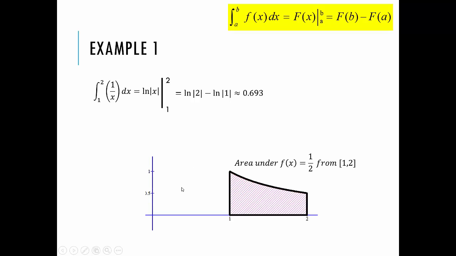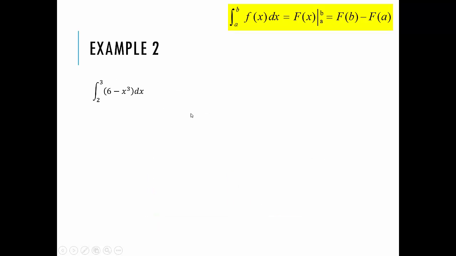So the key here is this is the area of my function from 1 to 2. And it is important that you understand that that's what you're doing when you plug in these limits: you're finding the area underneath the function.